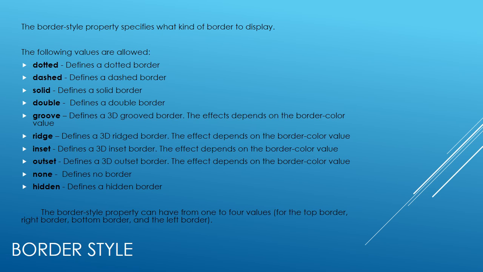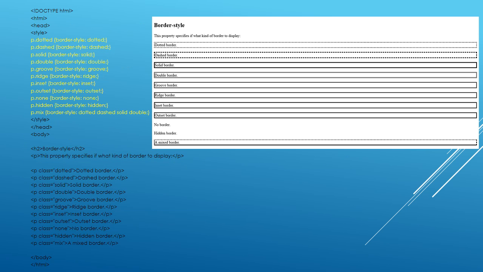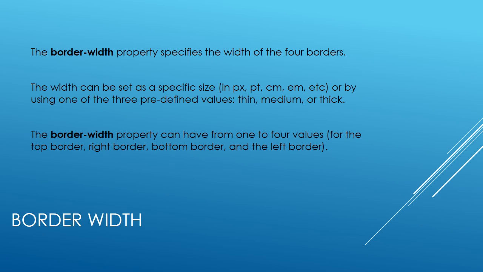The border-style property can have from 1 to 4 values, for the top border, right border, bottom border, and the left border. Example of border styles. The border-width property specifies the width of the 4 borders. The width can be set as a specific size, in pixels, points, centimeters, em, etc., or by using one of the 3 predefined values: thin, medium, or thick.